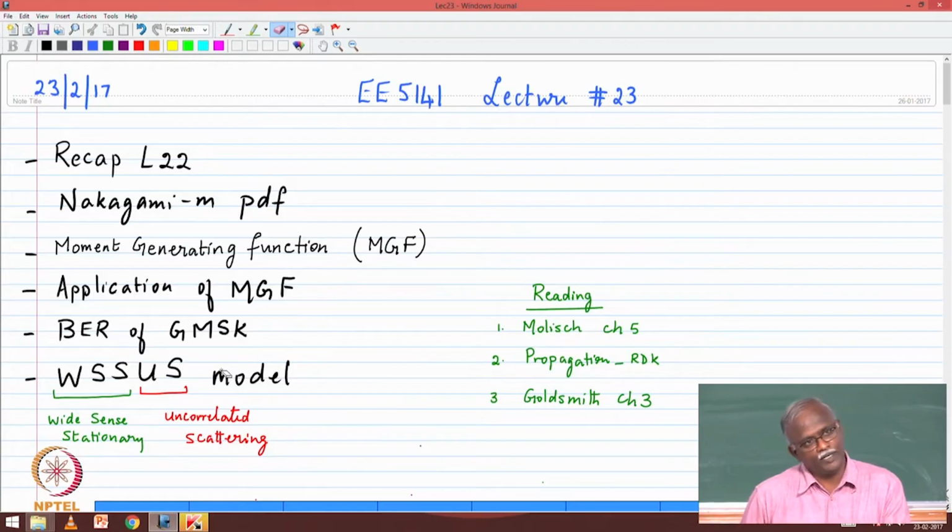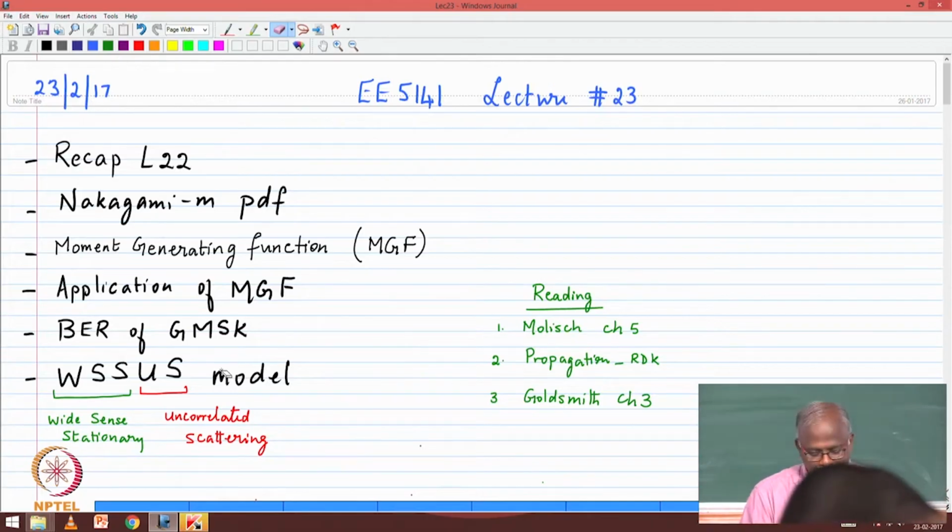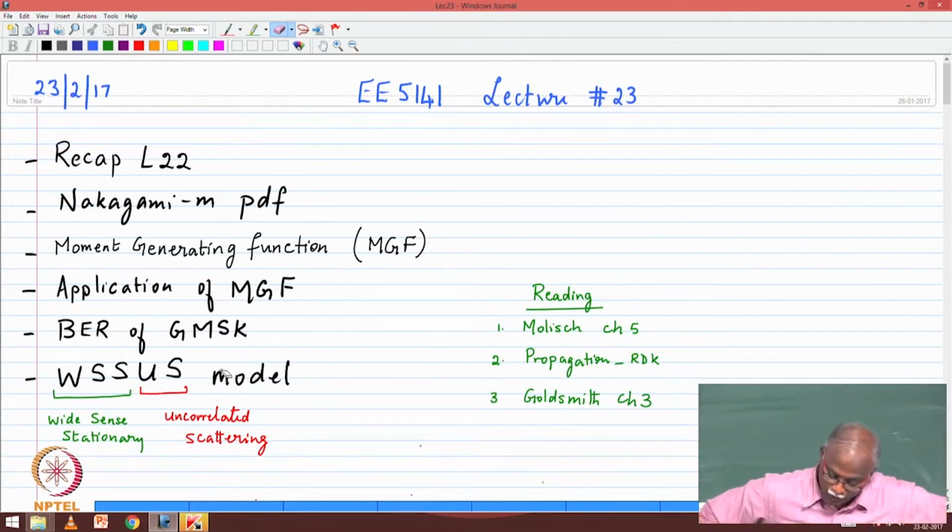Unlike the others, where we took the theoretical model and then derived the statistical model, this was based on looking at experimental data and fitting it to the PDF. So basically this is an experiment-based derivation, but it fits very nicely with the Rayleigh and Ricean types of statistics. So we will look at the Nakagami-m distribution.